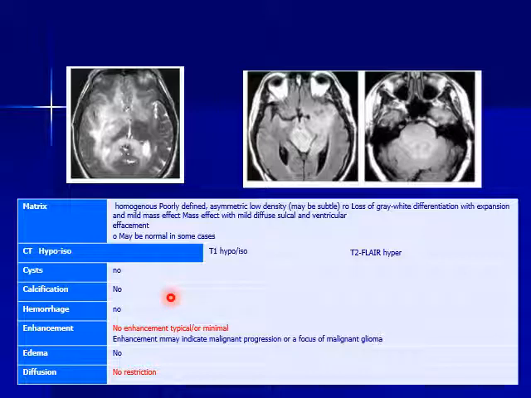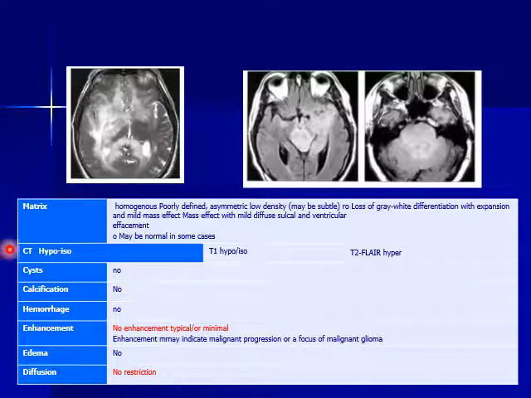The tissue matrix is usually homogeneous, poorly defined, asymmetric, low density in CT or hyperintensity in T2. Sometimes it may be totally normal. It causes expansion, but with mild mass effect and mild effacement of the sulci and the ventricles.